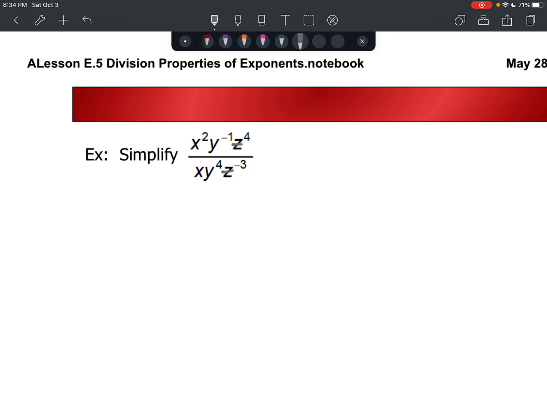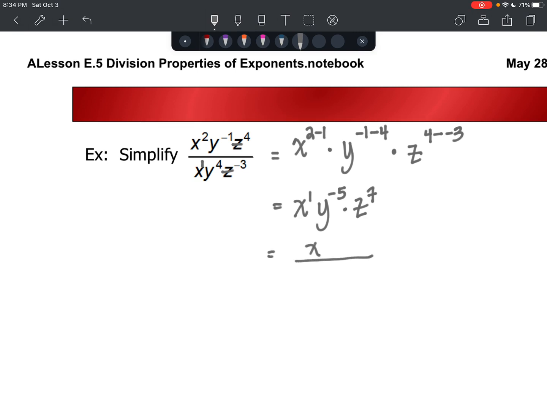Now remember to put the line through your z's. X squared, y to the negative 1, z to the fourth in the numerator. X, y to the fourth, z to the negative 3 in the denominator. So I'd have x to the 2 minus 1 times y to the negative 1 minus 4, always the numerator exponent minus the denominator exponent, times z to the 4 minus negative 3. Well, 2 minus 1 is 1. Negative 1 minus 4 is negative 5. And 4 minus a negative 3 is positive 7. We need to write with positive exponents only, so x, z to the 7th stays in the numerator, and y to the 5th is what is in the denominator.